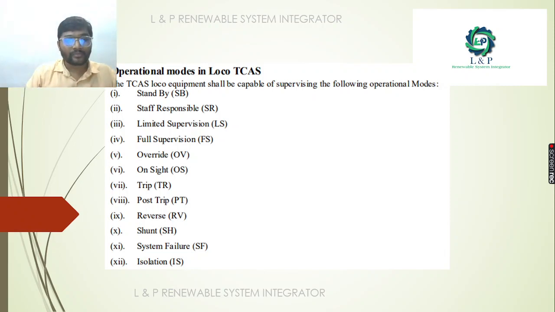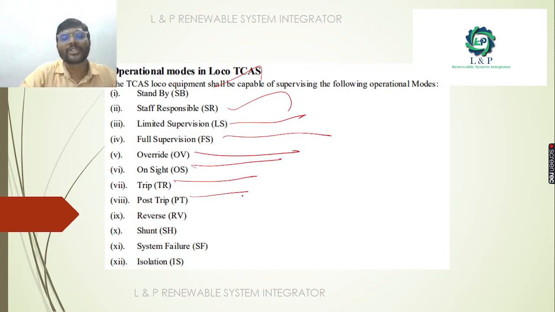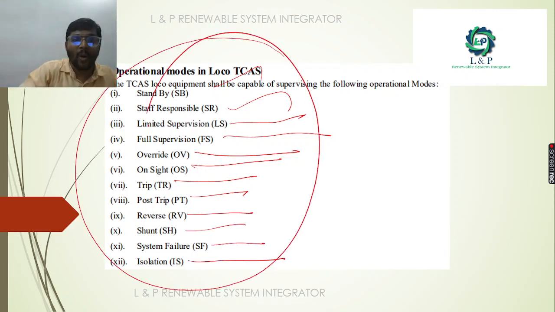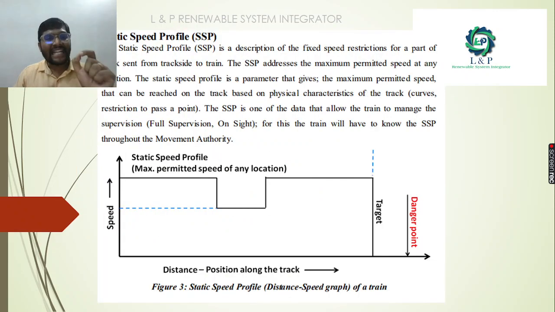We have more than 12 different operational modes: standby, staff responsible, limited supervision, full supervision, override, on-sight, trip, post-trip, reverse, shunt, system failure, and isolation. These are the 12 different operational modes in the loco. Next is the static speed profile.